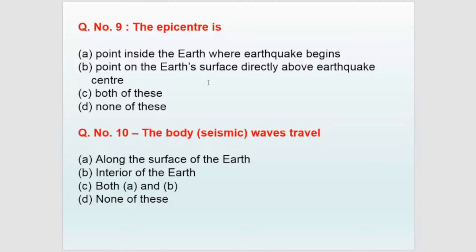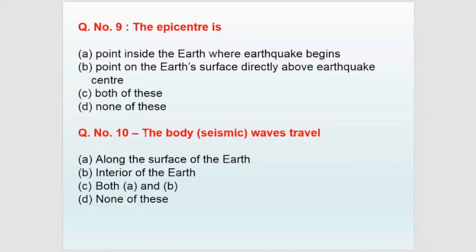The epicenter is: point inside the earth where an earthquake begins, point on the earth's surface directly above the earthquake center, both of these, or none of these. So the answers that are coming up are A, also A. A is not a correct answer, because the point inside the earth where an earthquake begins is known as the focus or hypocenter. But the point on the earth's surface directly above it is known as the epicenter. So we should know the difference between epicenter and focus. For A, the term we use is the focus in general language. Okay, so the epicenter is the point just above the beginning of the earthquake point.